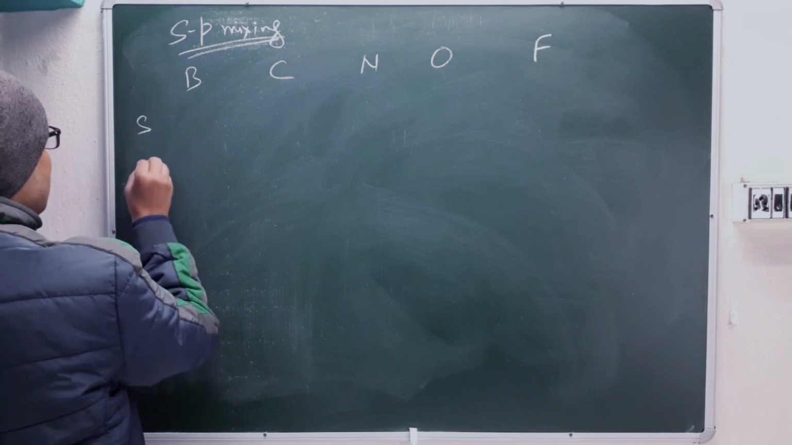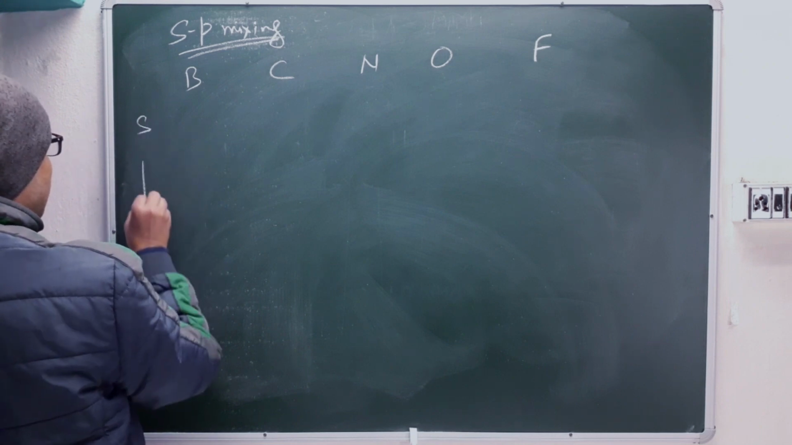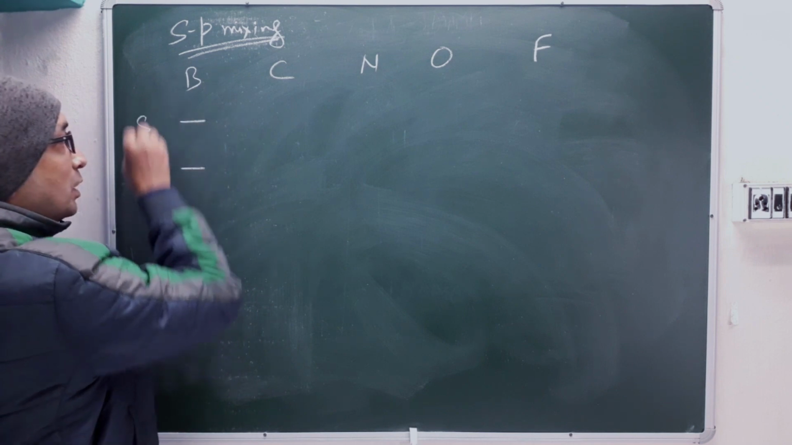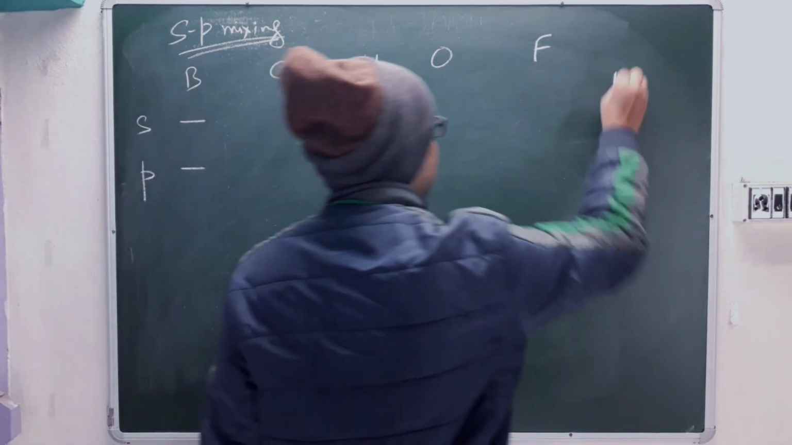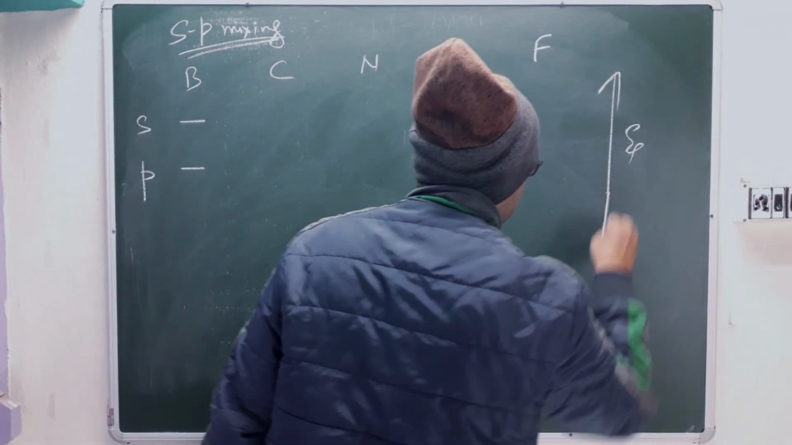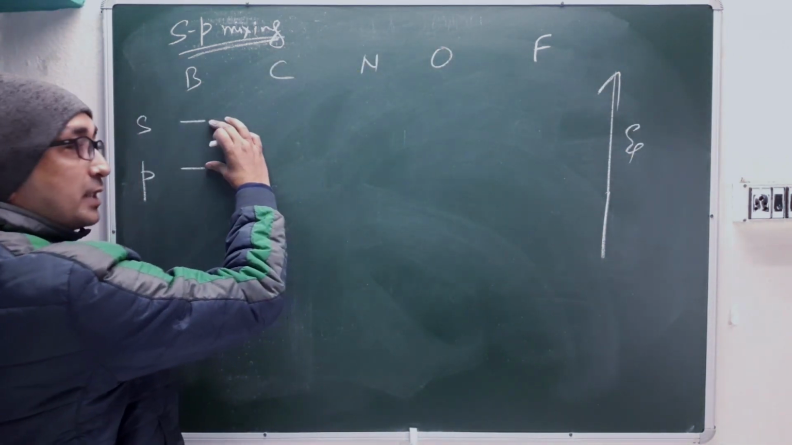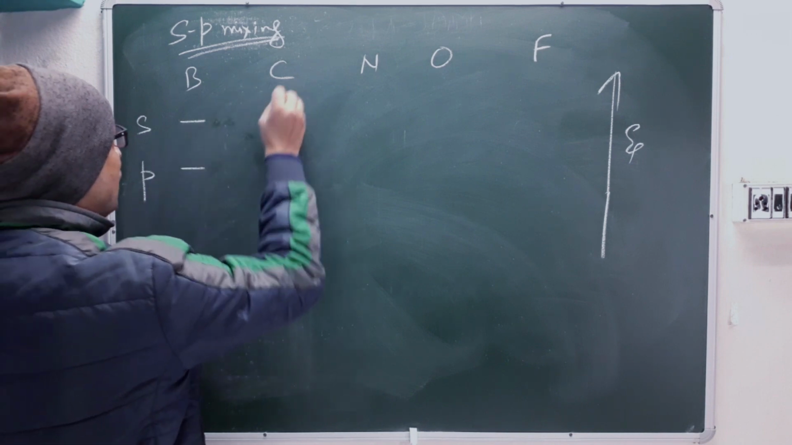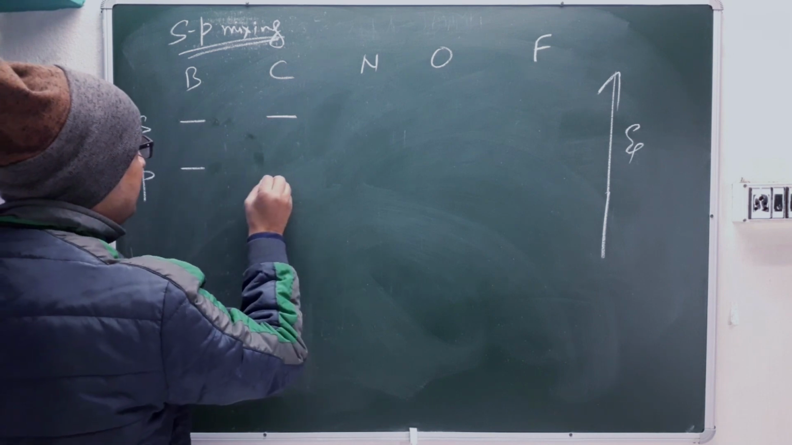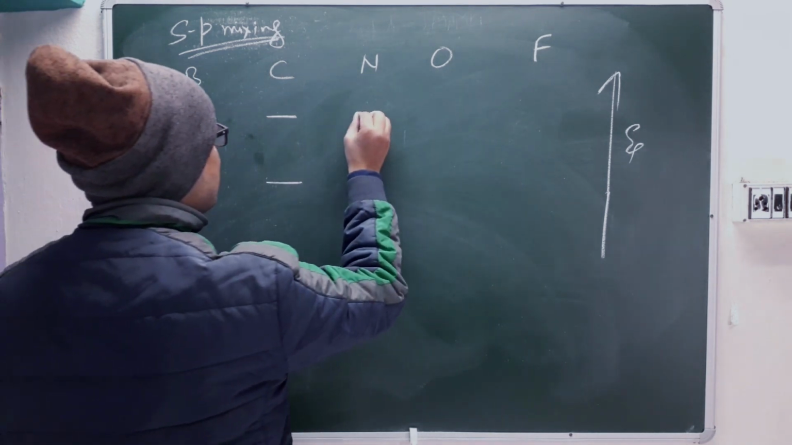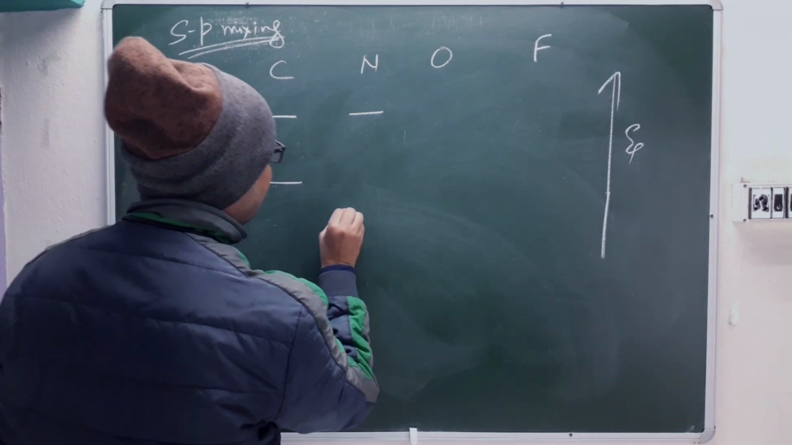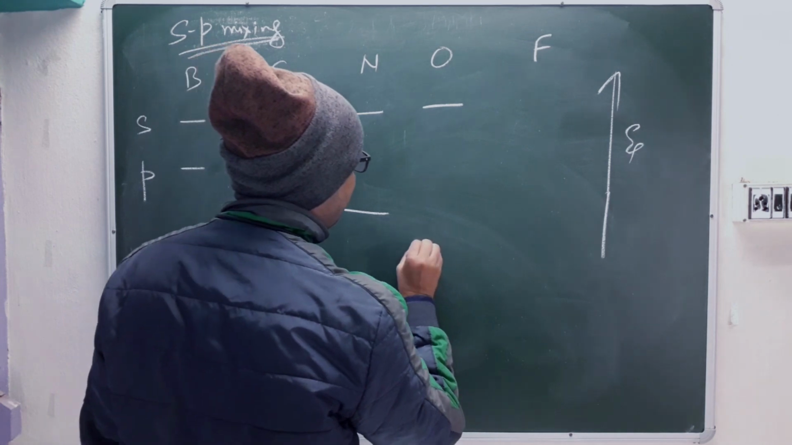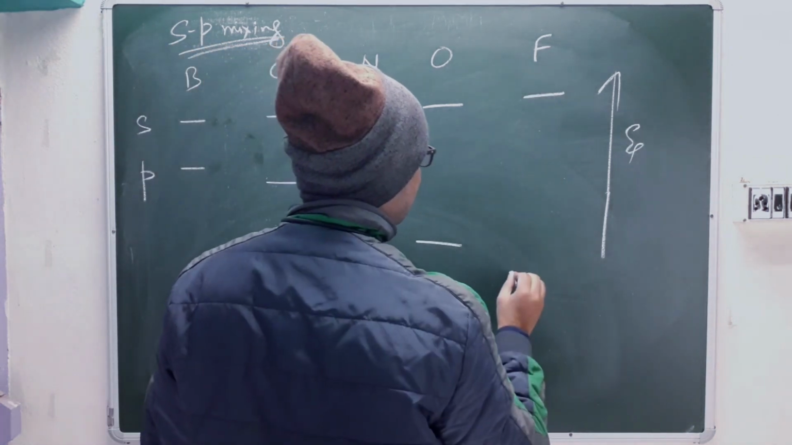Let's see how it will work. This is the s orbital and this one will be the p orbital. Correct? Now for boron, here is the s and here is the p. And what is this one? This is the energy separation. Their energy gap is minimum, right? So easily the mixing can be done. For carbon, the s and p will be a little bit far away. For nitrogen, the s and p will be a little bit far away. For oxygen, the s and p will be a little bit far away. For fluorine also the same thing will happen.